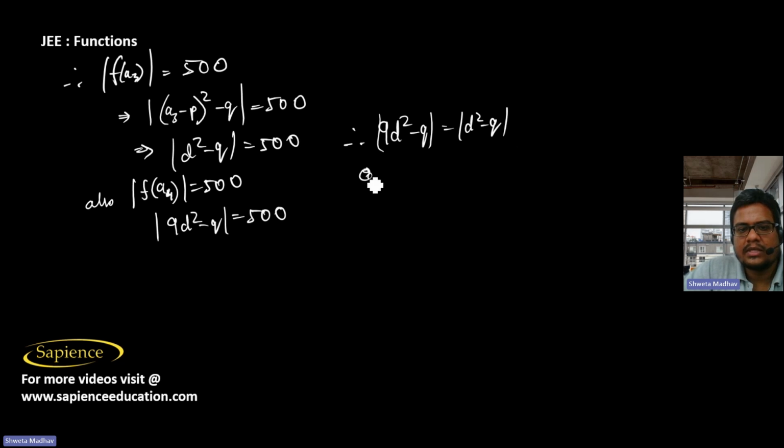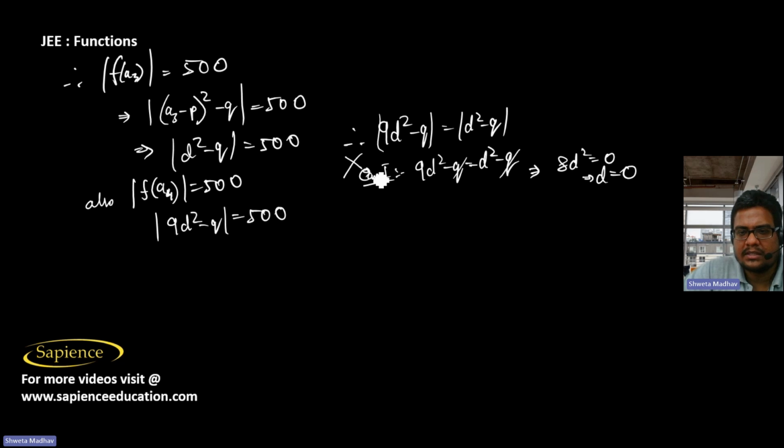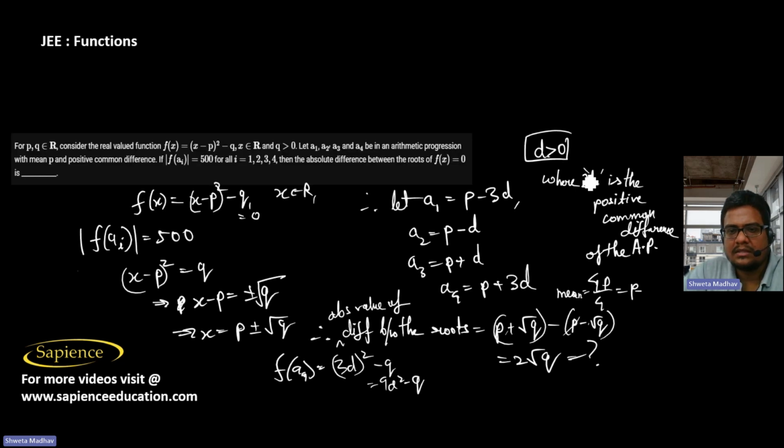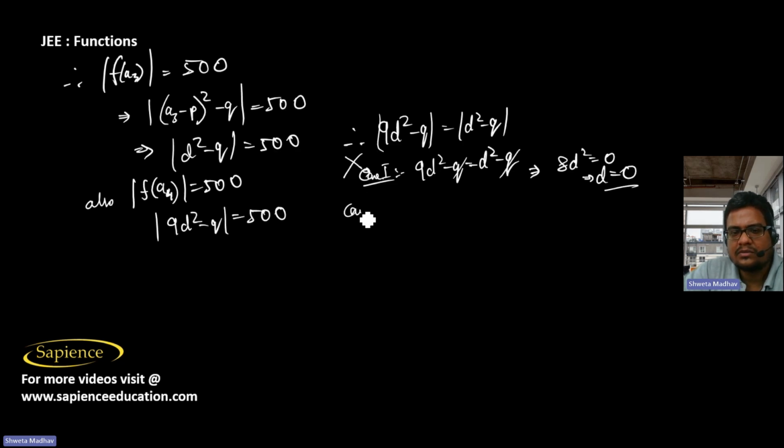So there can be two cases. Case 1: 9d square minus q is equal to d square minus q. Then this will cancel and we get 8d square equal to 0, so d will be equal to 0. So we can't take case 1, since it is told that the AP should have a positive common difference. So we can't take case 1.